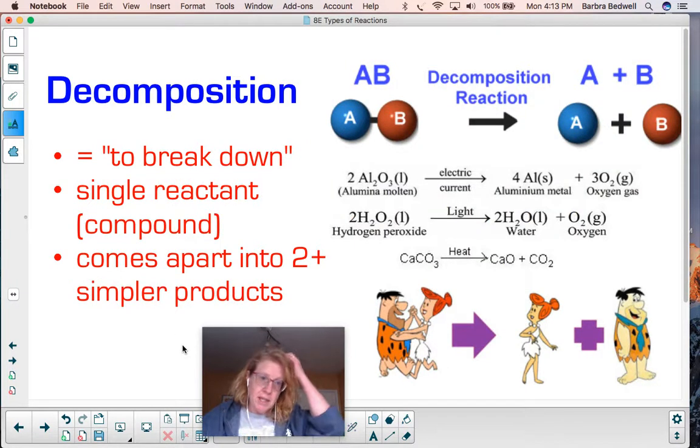The opposite of a synthesis reaction is what we call a decomposition reaction. If synthesis is to build up, then decomposition is to break down.